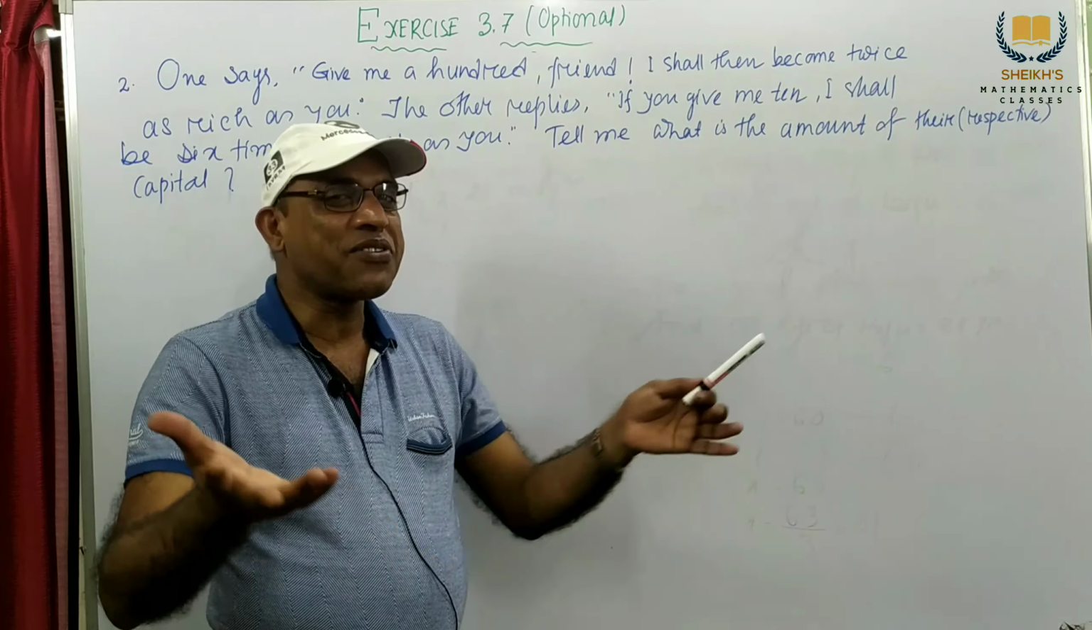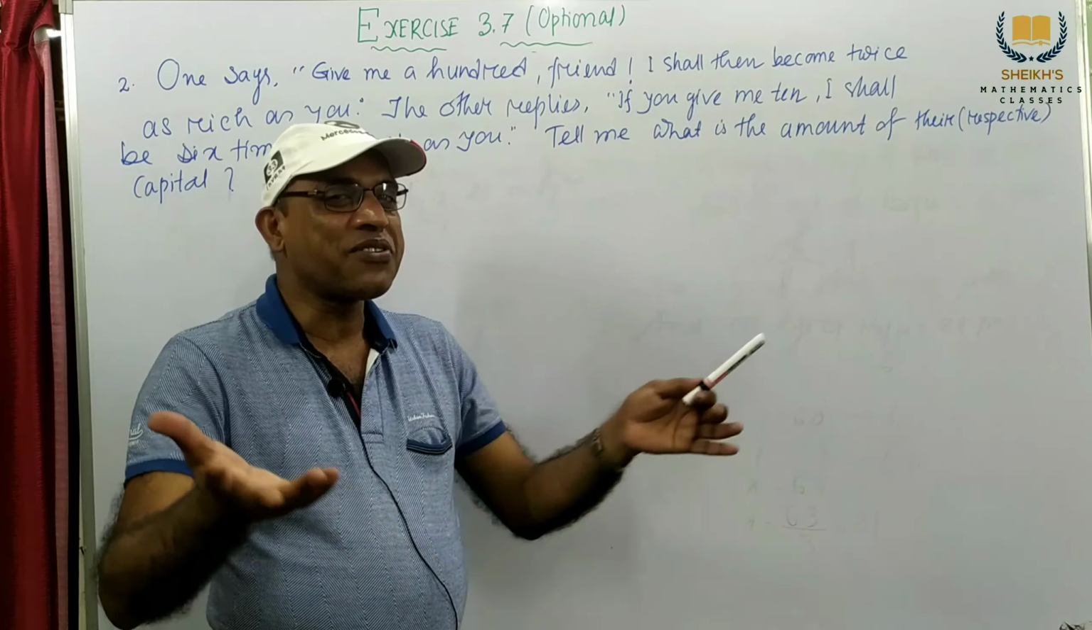Let the amounts of their respective capitals be rupees X and rupees Y. First friend, whose amount is X rupees, and second friend, whose amount is Y rupees.